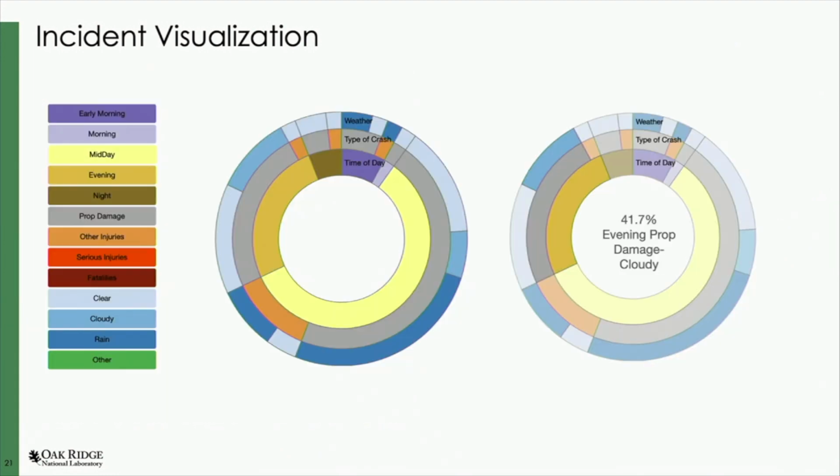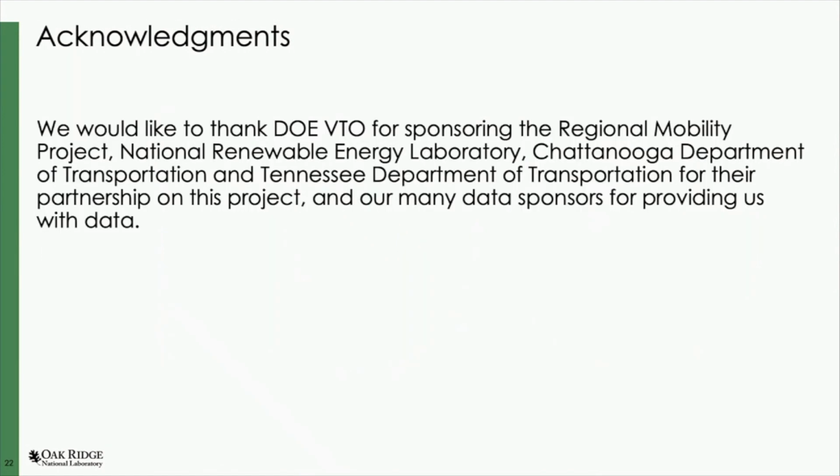We have heat map matrices, and then we also have another chord chart where you can see time of day in the middle, type of incident one ring out, and then weather impacts on the outermost ring. Also trying to stick with color schemes that made sense for that data. And with that, I'm done.